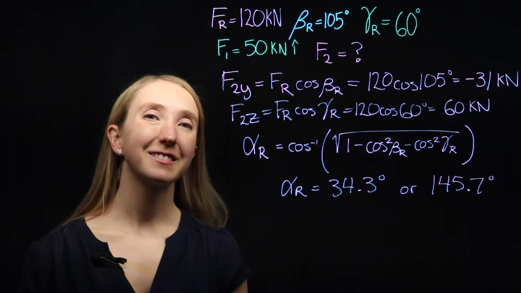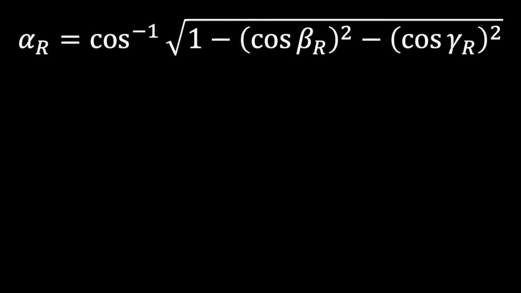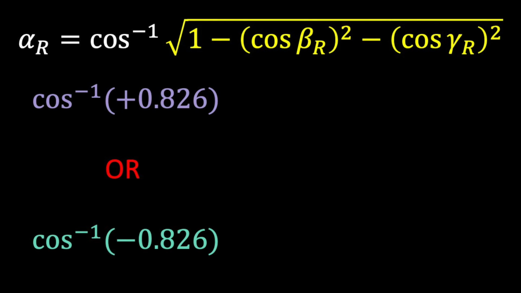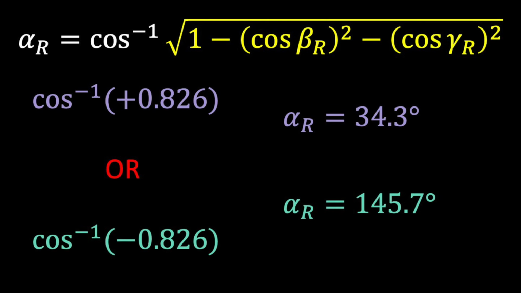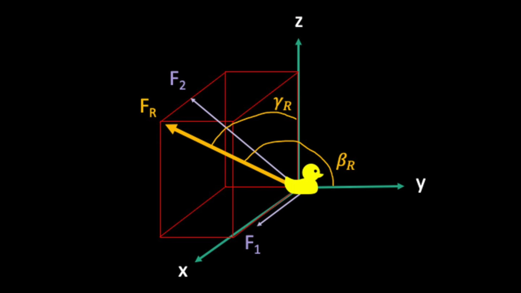145.7 degrees. Because we're taking a square root, we don't know if this term is supposed to be positive or negative. This answer comes from assuming it's positive, and this answer comes from assuming it's negative. Coordinate direction angles can be between 0 and 180 degrees. So we need to look at our graphic to see which answer makes sense for our scenario.